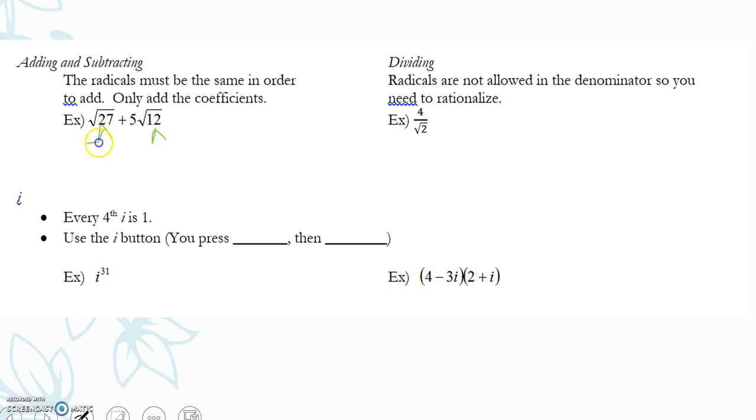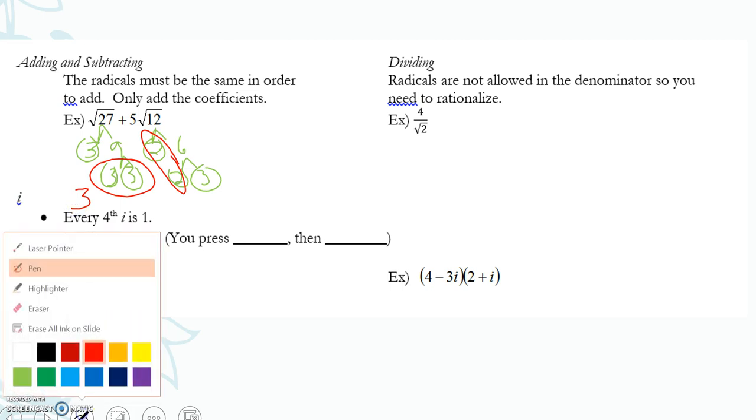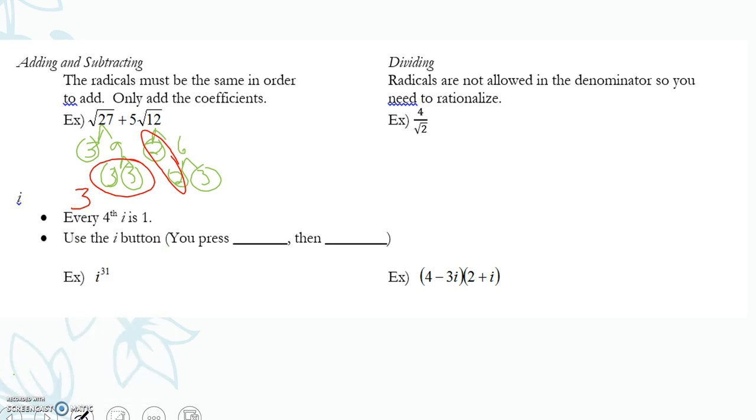So 27, 3 goes into it 9 times. Then 9, 3 goes into it 3 times. For 12, 2 goes into it 6 times. 2 goes into that 3 times. Now I'm going to circle my doubles. So on the outside of the first one, I have a double 3. On the inside, I just have that 3 right there left over.